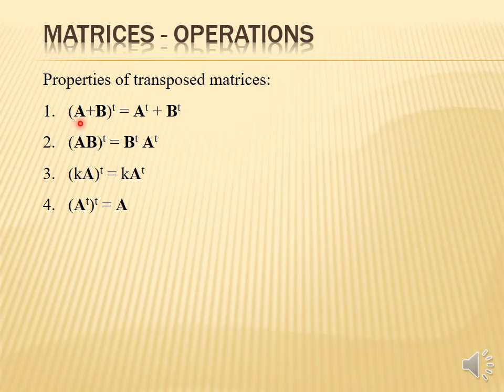Now student, what are the properties of the transpose of a matrix? Property number 1 is (A plus B) whole transpose equals A transpose plus B transpose. But (A dot B) whole transpose means first B transpose then A transpose. Similarly, for a constant and a matrix, the whole transpose equals the constant remaining the same, it does not affect, times A transpose. And the last property is (A transpose) whole transpose equals A. It means if you take the transpose of the same matrix twice, it equals the original matrix.